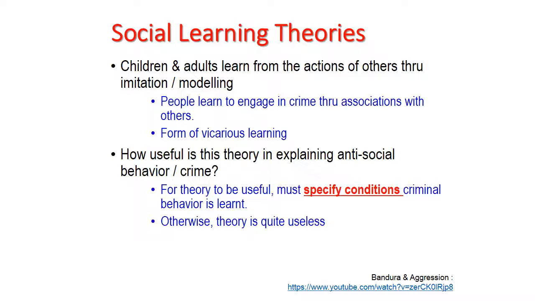Criminal activity is therefore seen as the result of the failure of the socialization process to stop immature tendencies, especially in individuals who focus more on immediate self-gratification instead of long-term gratification. Other researchers have suggested that this theory is only useful in explaining the development of criminal behavior if we are able to specify the conditions in which criminal behavior is learned.